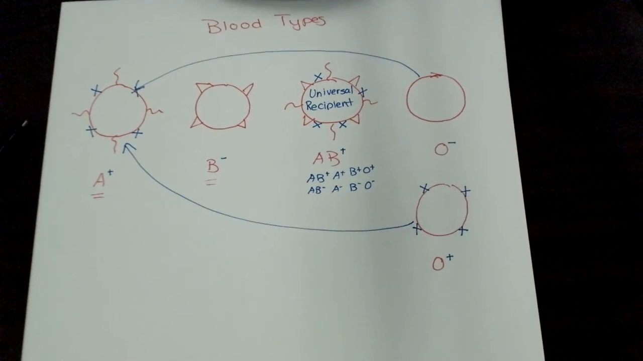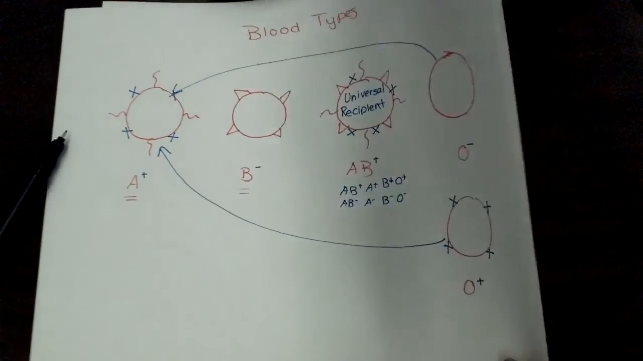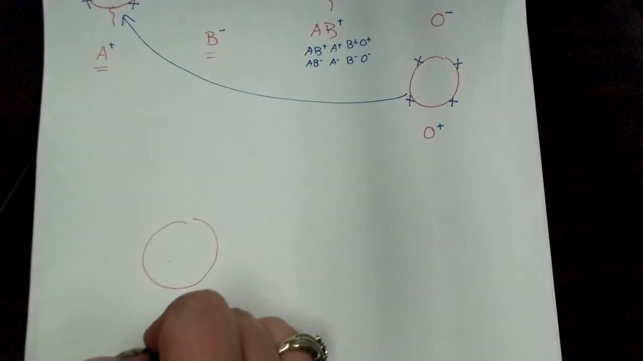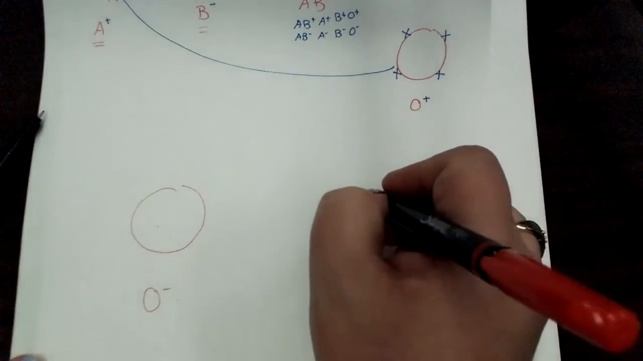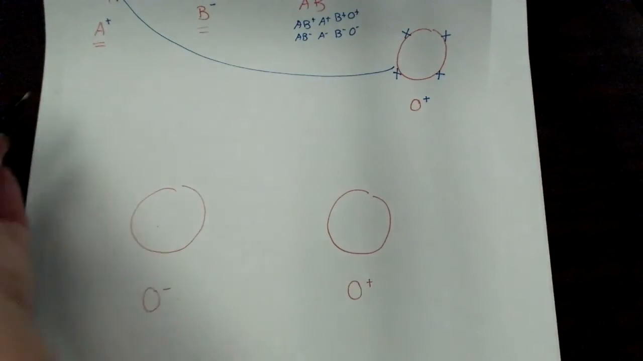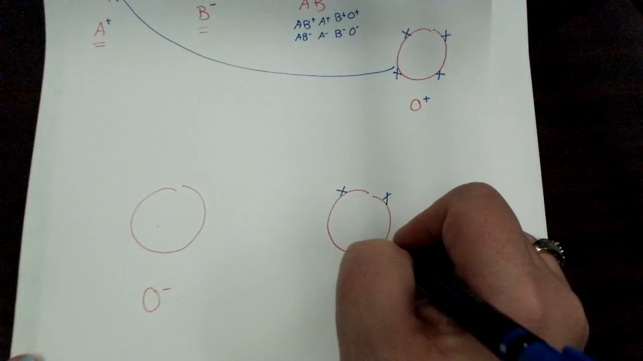So let's look at O negative and O positive. Okay, so let me come down here and redraw these a little neater. So O negative just looks like that. And then our O positive is going to look like this.